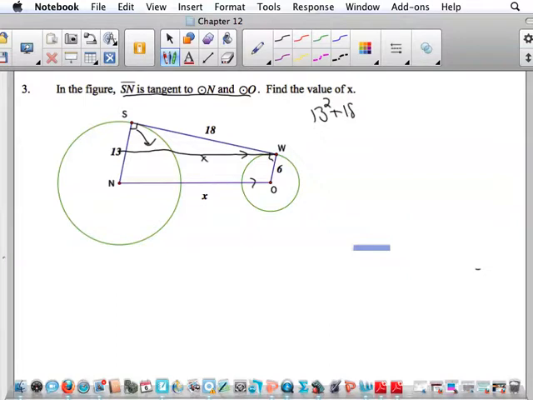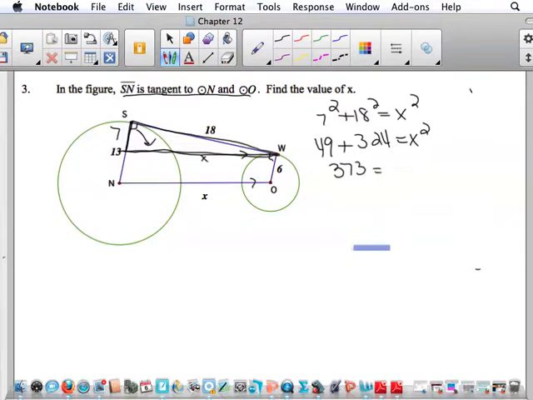13 squared plus 18, oops, not 13, silly me, I'm in a hurry. Let's back up. Okay, the length of this side of the triangle, so this is the triangle I'm looking at, the length of that side is the larger circle radius minus the smaller circle radius, so that's a 7. So I have 7 squared plus 18 squared equals x squared, so 49 plus 324 equals x squared. 373 equals x squared. The square root of 373 equals x. And again, just put this in decimal form. 19.31 is the value of x.